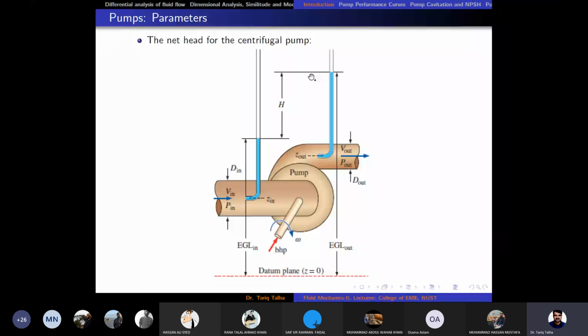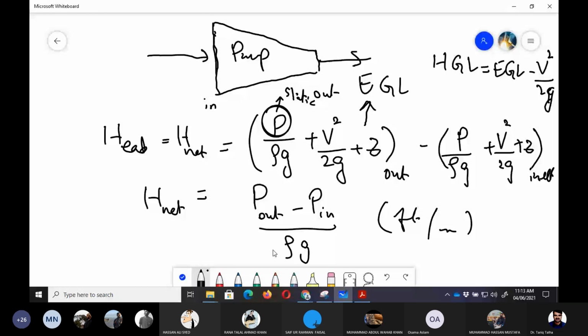And here you can see brake horsepower, which is the shaft power which we are giving to the fluid. So now let's discuss these parameters which are related to the power which is imparted to the fluid in case of pumps. So now we can, just a minute, let me scroll it.